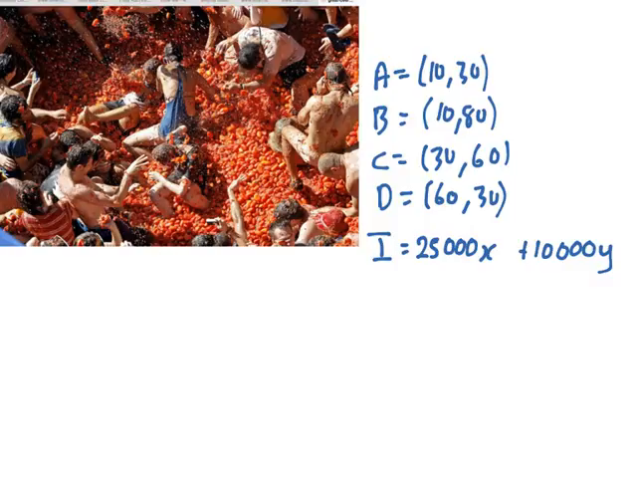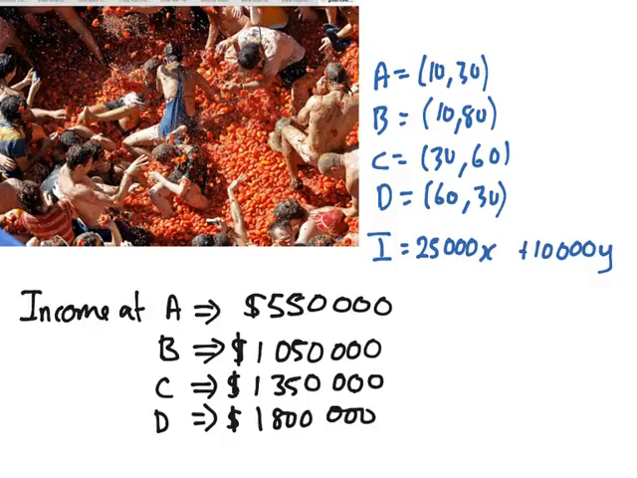So point D would give us maximum income of $1.8 million, producing 60 hectares of artichokes and 30 hectares of tomatoes.